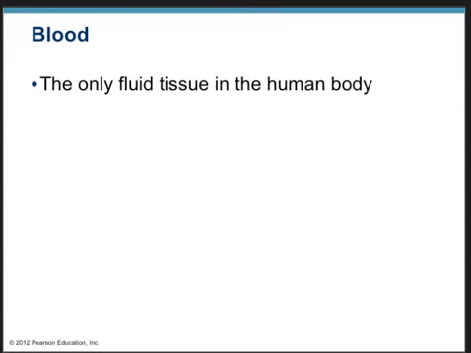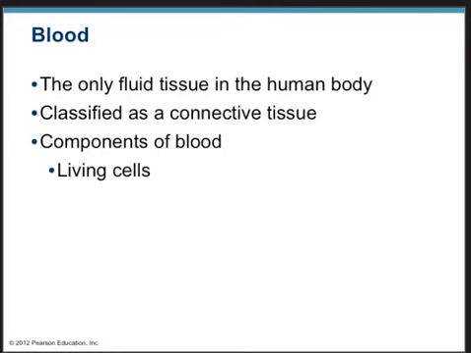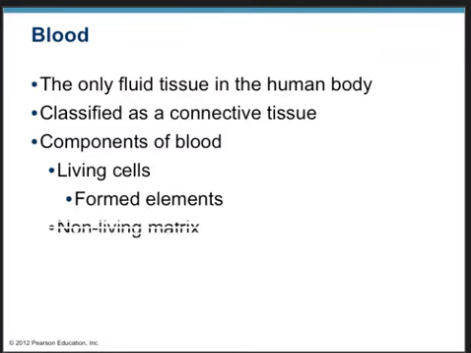The other is lymph. Blood is classified as connective tissue because it has very few cells compared to the amount of extracellular component that's in the blood, and in the blood that's called the plasma. It's made up of living cells, which we call the formed elements, and the non-living matrix, which of course is called the blood plasma.